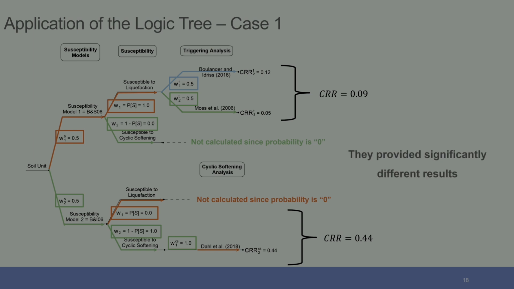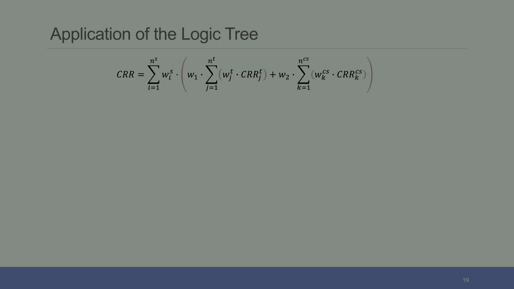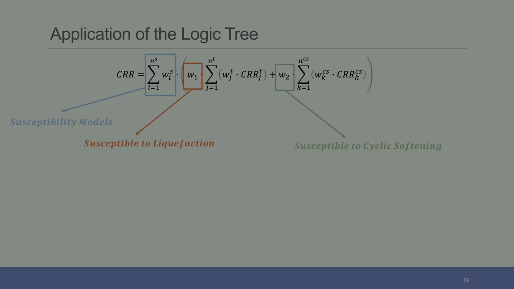And if we use a framework that combines these results by using this formulation, the first part allows us to use multiple susceptibility models. These weights allow us to assign the probability of susceptible to liquefaction and susceptible to cyclic softening. And these portions allow us to use multiple triggering and cyclic softening models.